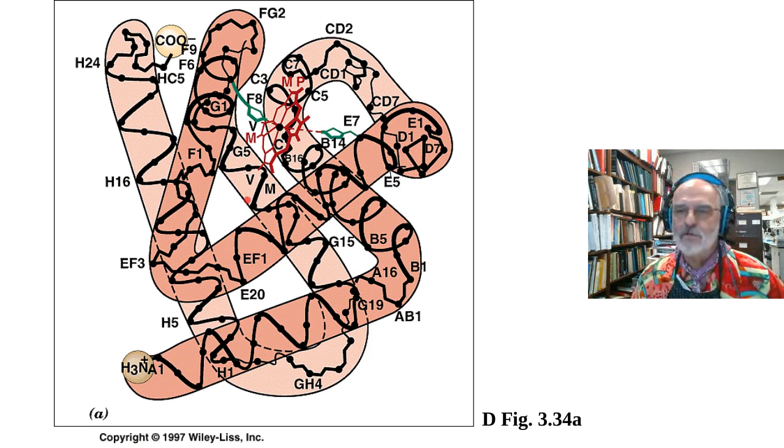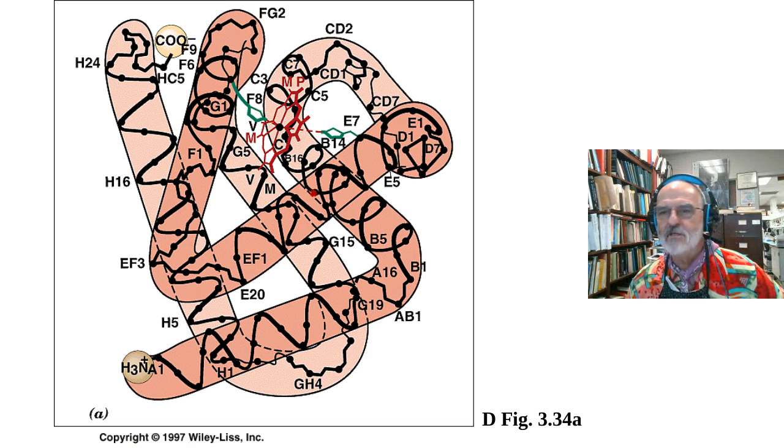So this is a space-filling rendition. You can see these tubes that represent the alpha helix, A, B, C, D coming at you, E, F, G, H, N terminus, C terminus. Here's the heme, and here is the F helix and the proximal, and the E helix, the distal histidine. So it basically is buried in between the F and the E helix.